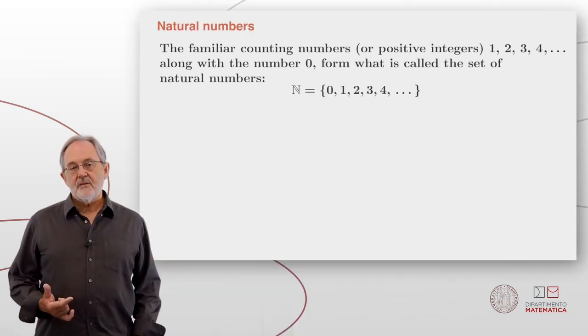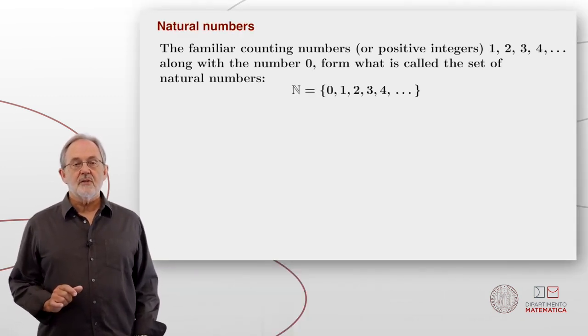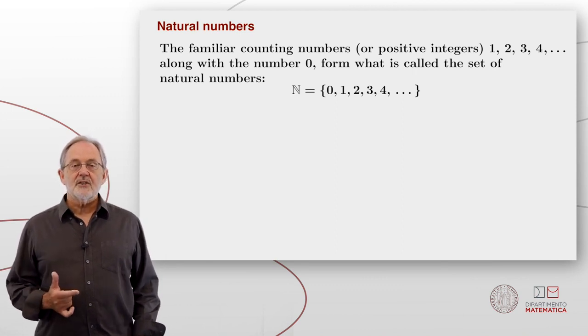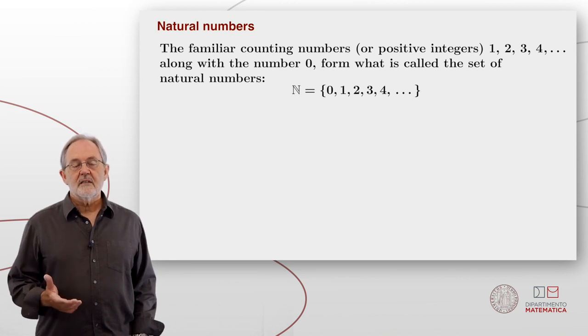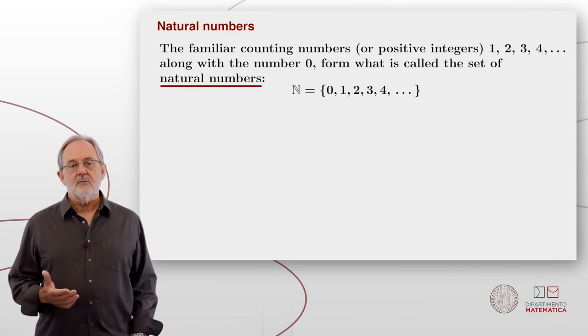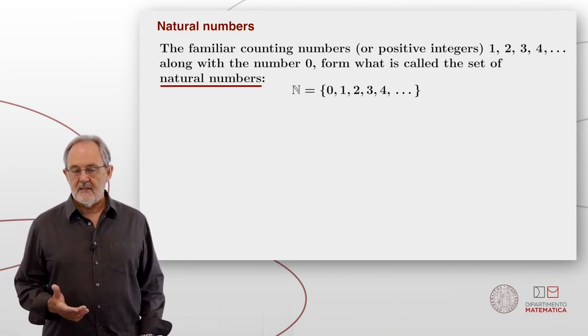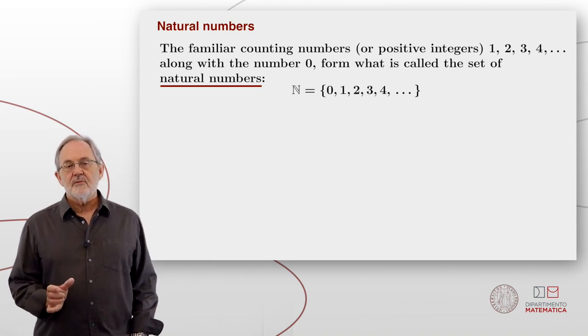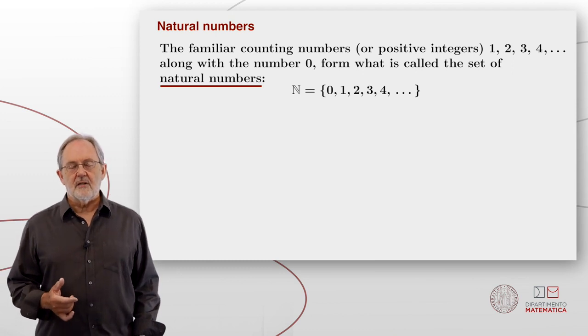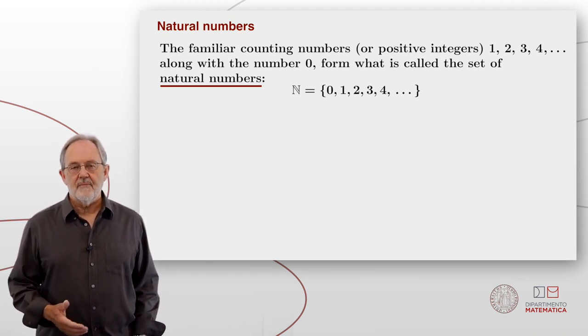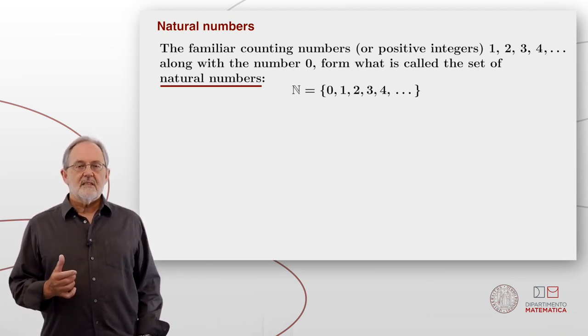When you take these positive integers, being sure to include the number 0, you get a collection that is called the set of natural numbers. I've written it here. The capital N is in what is called the blackboard style. You can see that I've put the numbers inside curly brackets, or braces as they're called. That's so they don't escape. I've also used the word set.